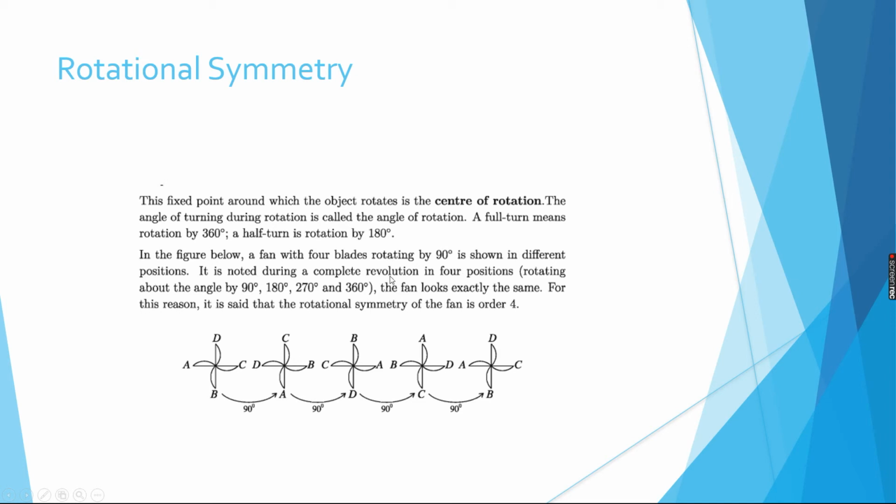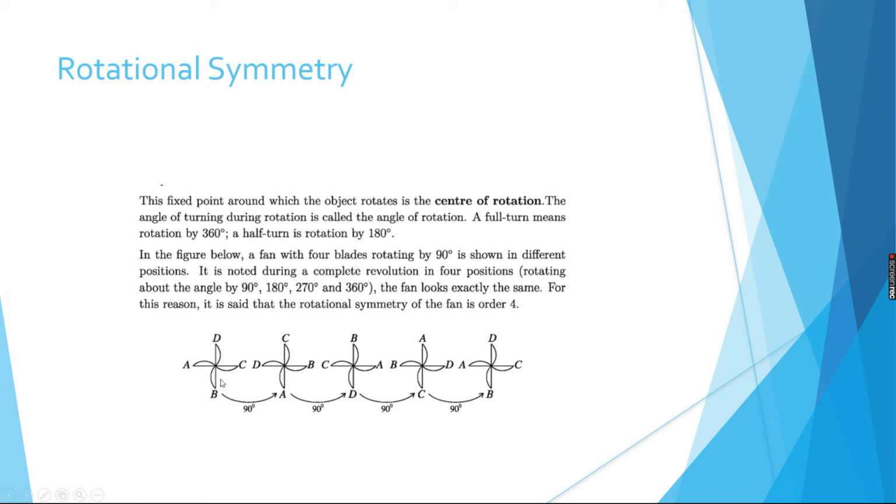It is noted that during a complete revolution there are 4 positions, rotating by the angle 90 degree. If this point A comes to this point B, you can see it has done one rotation. Okay, but if these points are not given, you will not find any difference by looking at the pictures. If you don't give any point, you will find that the fans are exactly the same. There is no distinctive factor. For this reason, it is said that the rotational symmetry of the fan is order 4.